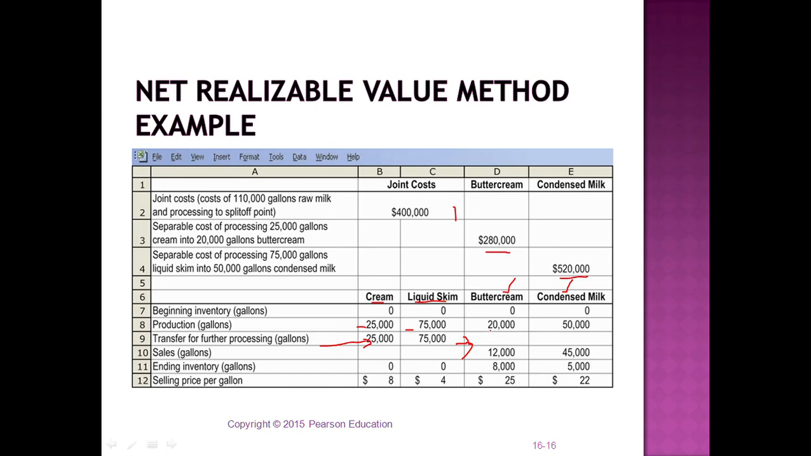So how many units of buttercream were produced? 20,000 gallons of buttercream and 50,000 gallons of condensed milk were produced, and in sales, 12,000 gallons and 45,000 gallons were sold. So we have an ending inventory of 8,000 gallons and 5,000 gallons, and they also gave you a selling price of $25 per gallon and $22 per gallon. Okay, so with this information, let's discuss two more methods, the NRV method and the gross margin percentage method. Let's go to the NRV method first.